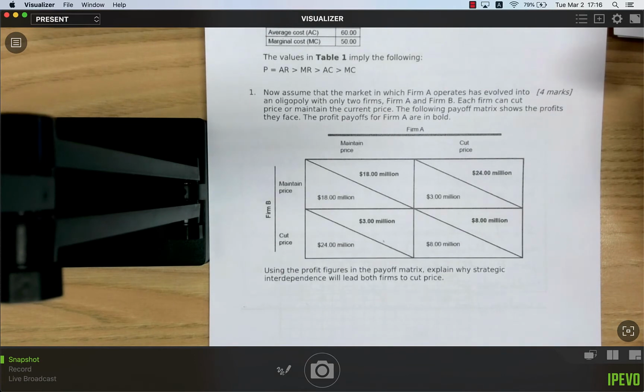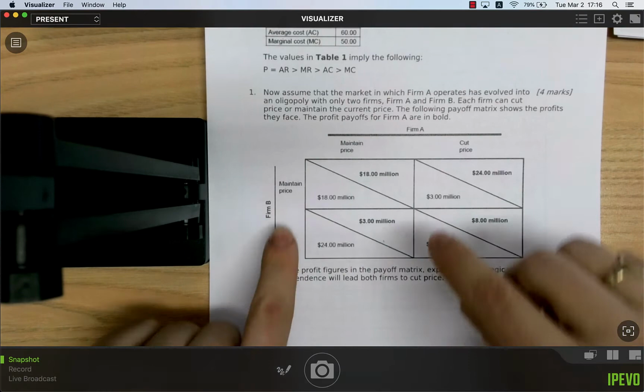The profit payoffs for firm A are in bold. Okay, now the concept is, using the profit figures in the payoff matrix, explain why strategic interdependence would lead both firms to cut price. Now this is what I want you to see, and I'm going to explain it, and I'm going to read through the lengthy answer, which is there primarily for your understanding as well. You wouldn't have to write half as much of that in the exam.